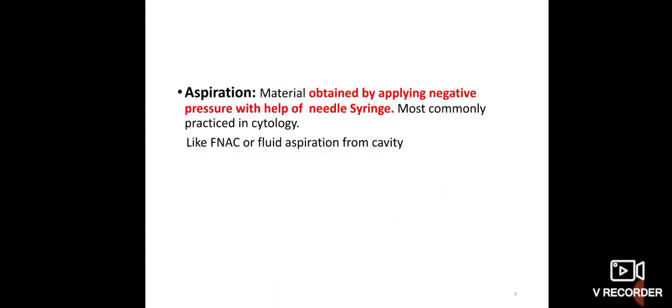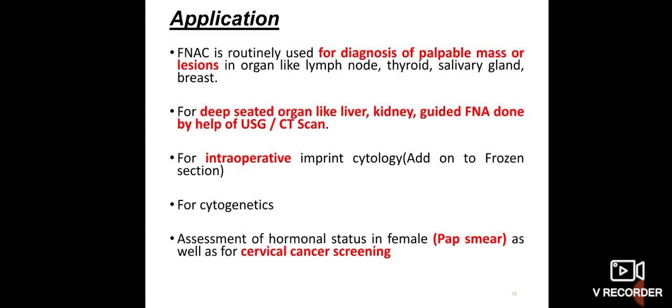Third type is aspiration. The third material which we are getting is by aspiration. So what is aspiration? It is nothing but the material we obtain by applying a negative pressure with the help of a needle and syringe. It is the most common practice we do in cytology, and examples are FNAC and fluid aspiration from cavities. Now, what are the applications of FNAC?